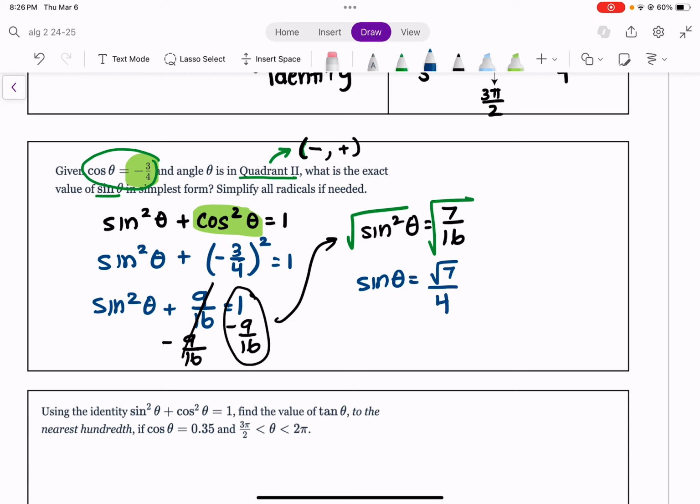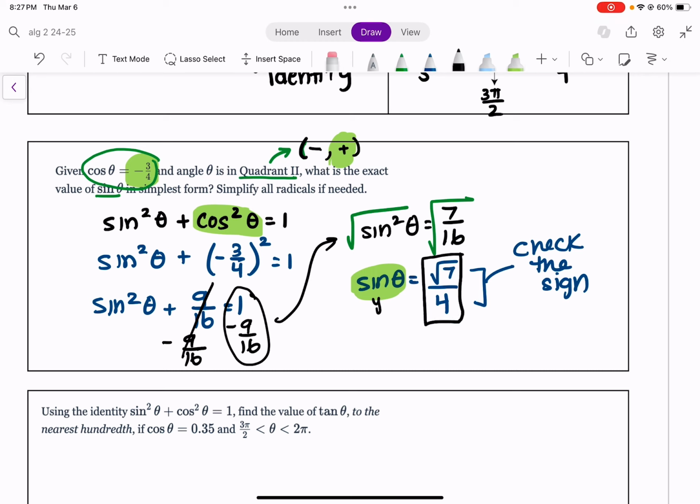Now, the only thing that you have to do, and the only thing that can be tricky about these problems, is you need to check the sign, okay? So check the sign. In this case, we're talking about sine, right? Sine, if you remember, is our y in the coordinate point, right? So if we look, the y is supposed to be positive, right? So we're good to go. This is your correct answer because it should be positive given the fact it's in quadrant 2.